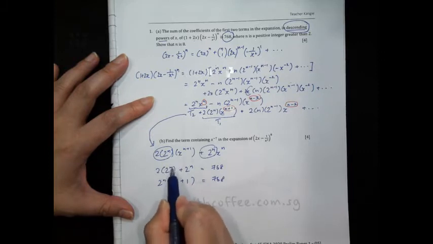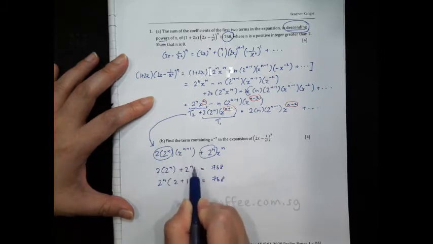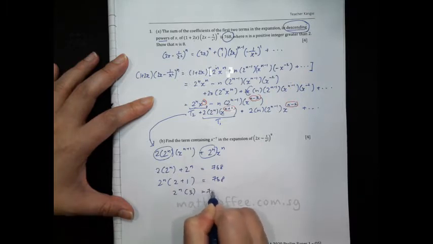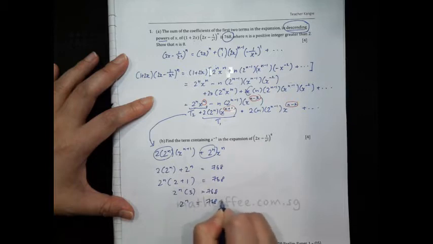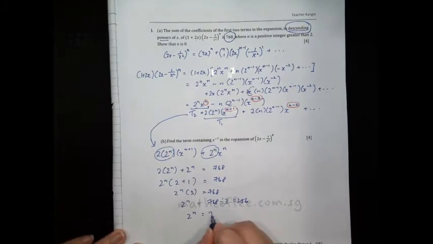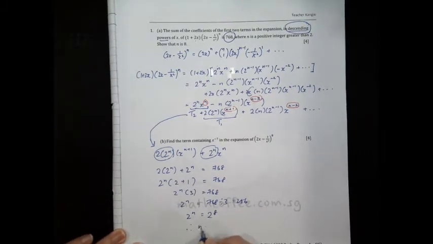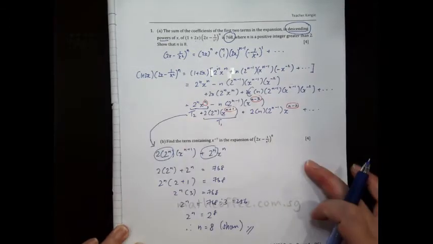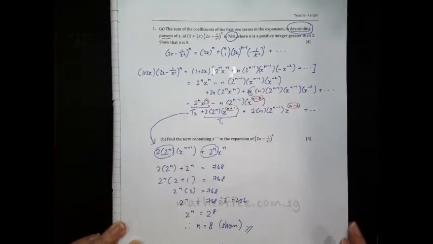I take out 2 to the power of n, I have 2. I take out 2 to the power of n, I still have 1. So it means 2^n times 3 equals 768. So in the end, 2^n equals 768 divided by 3, which is 256. So 2^n equals 2 to the power of 8, and therefore n equals 8, shown. Okay, so this part and this part is actually question 1a.